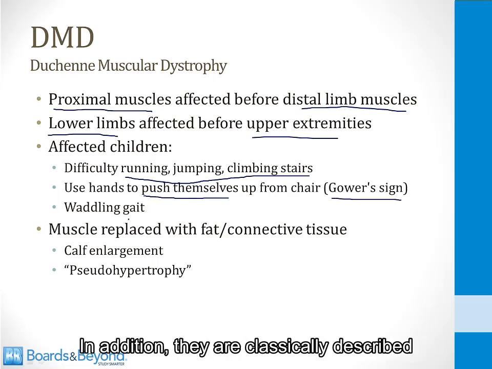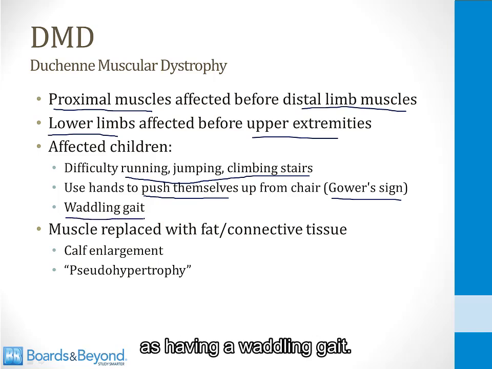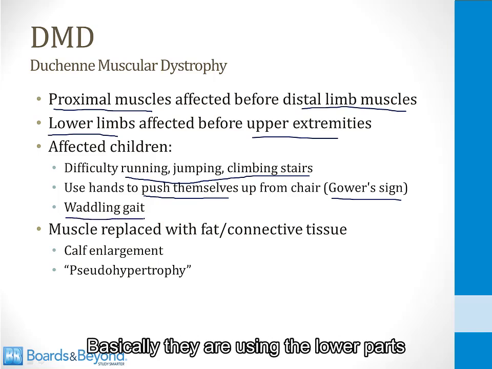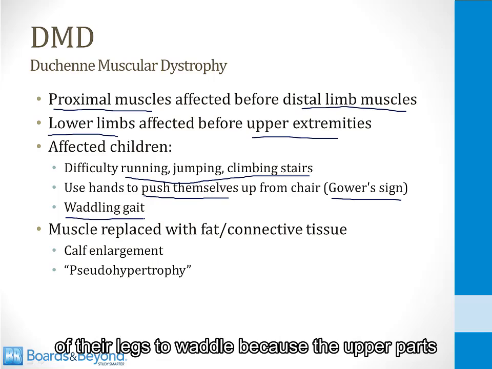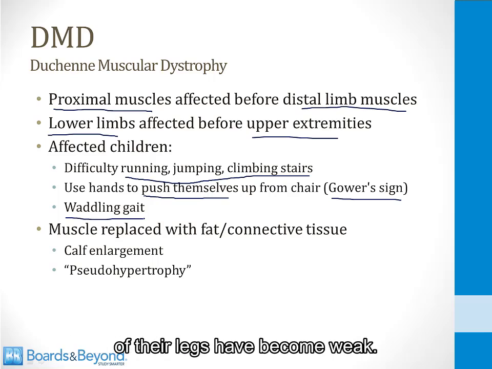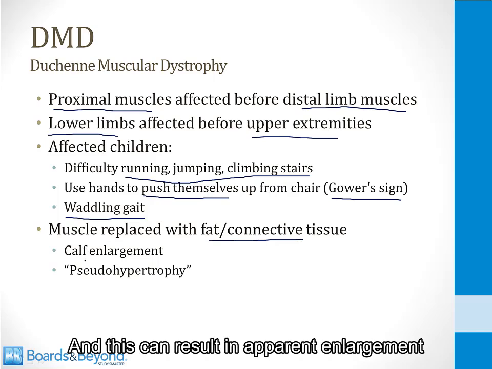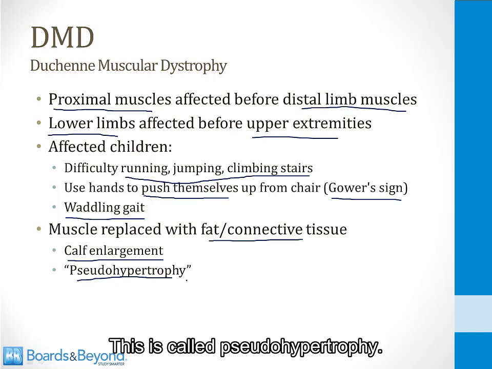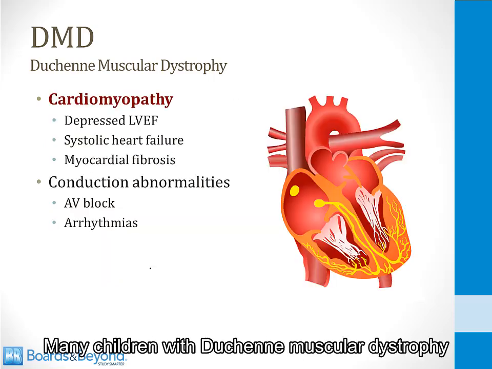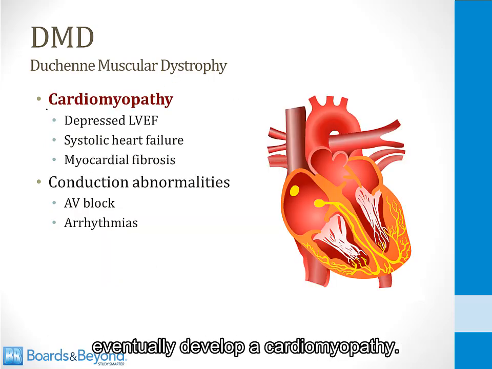In addition, they are classically described as having a waddling gait. Basically, they are using the lower parts of their legs to waddle because the upper parts of their legs have become weak. And then finally, the muscle eventually becomes replaced with fat and connective tissue, and this can result in apparent enlargement of the calf. This is called pseudohypertrophy.